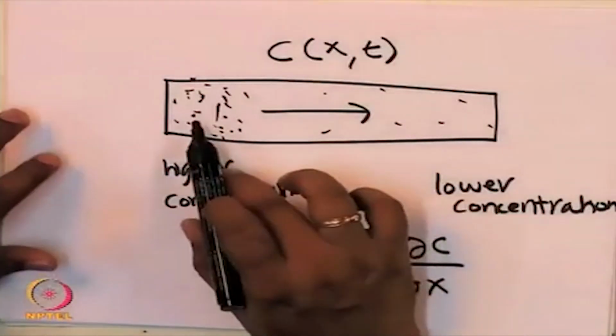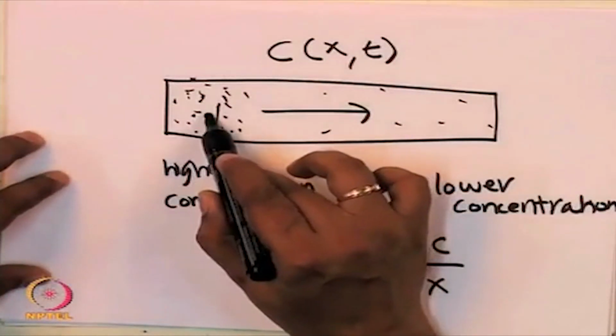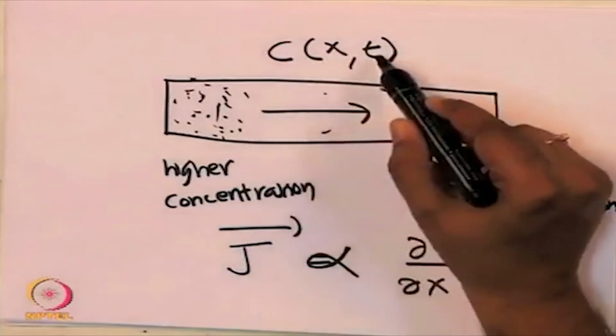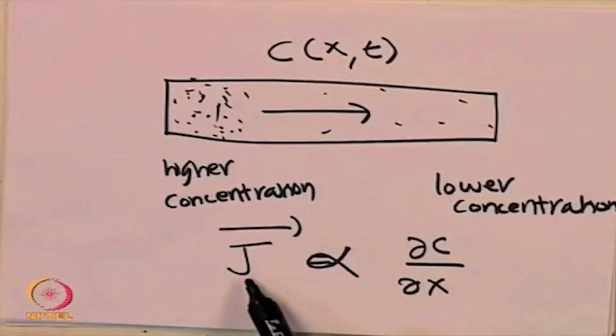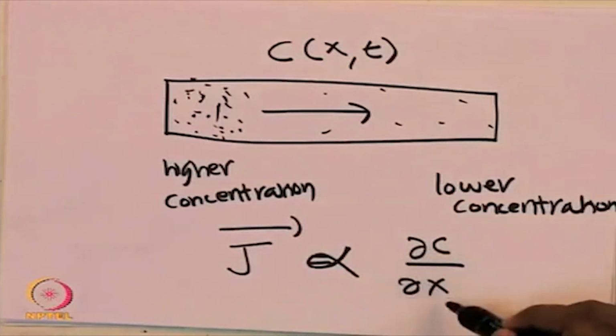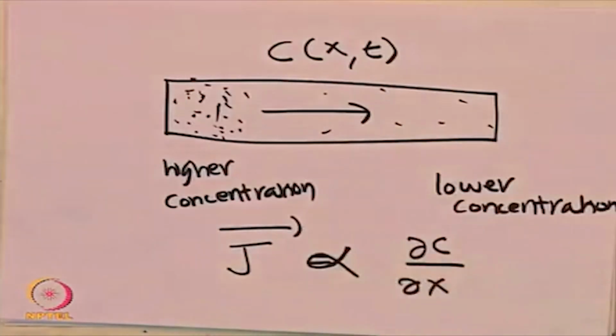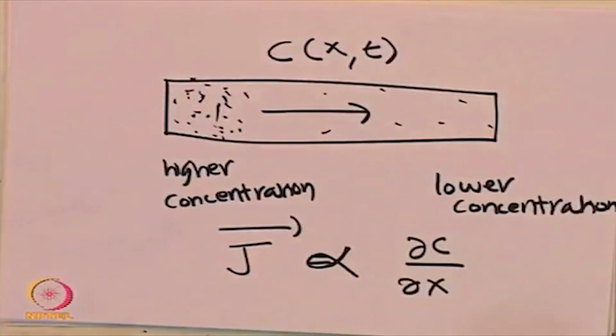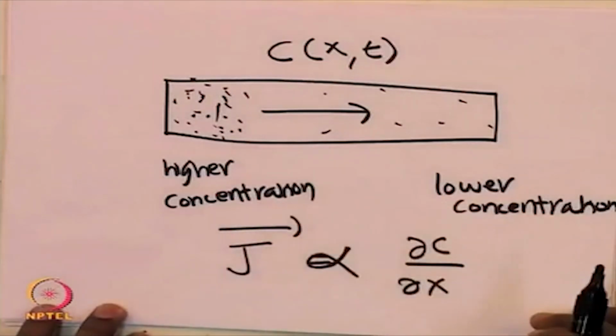So, concentration is a function of space, position and time, and the concentration at this particular x will change with time. The current or the flow of the molecule is proportional to the change in concentration. If there is a change in concentration, then there is a flow. This is the mathematical way of writing that things will flow from higher concentration to lower concentration.